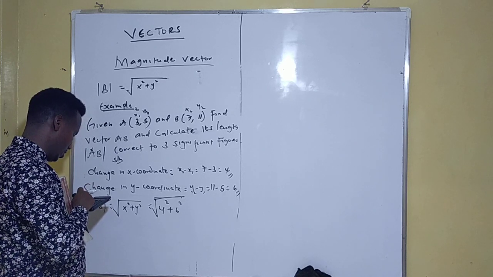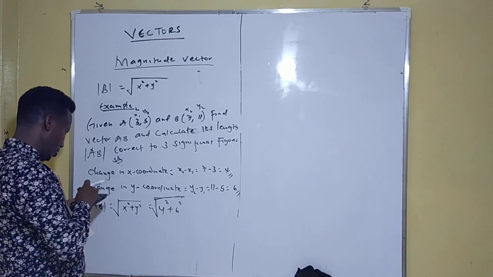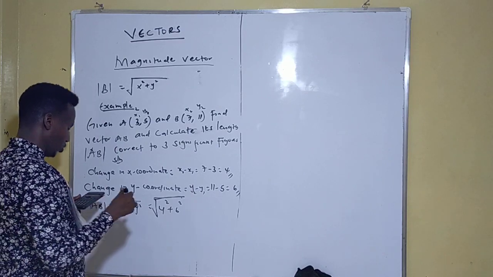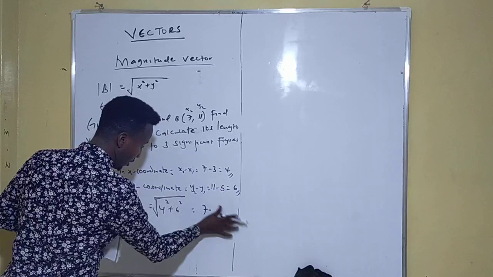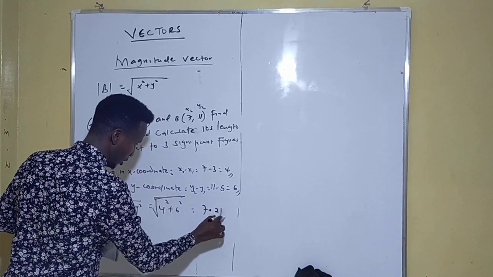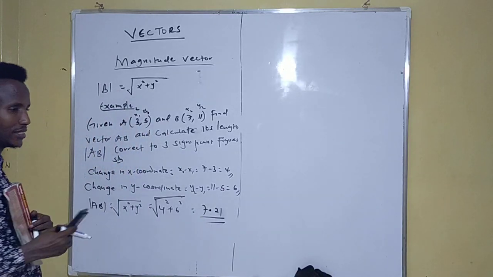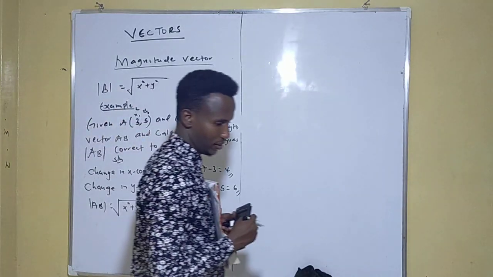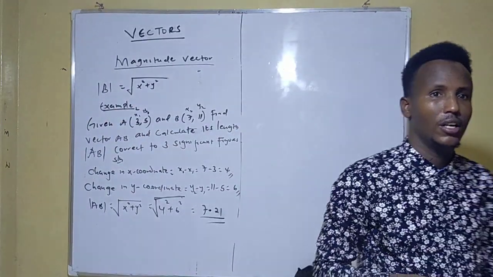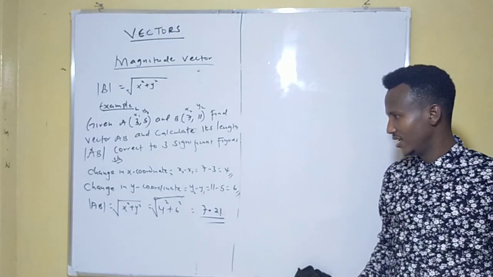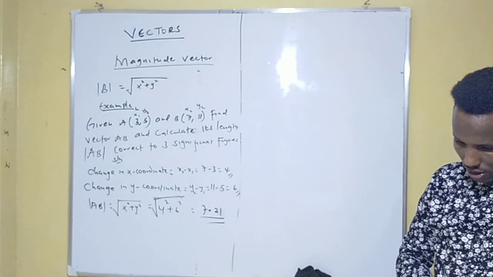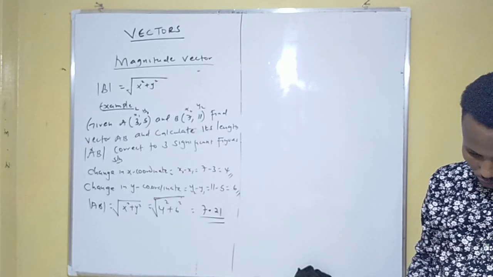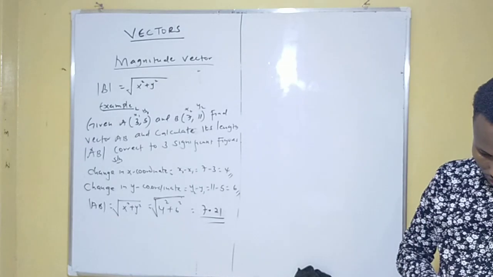36 plus 16, root answer. So that will be 7.21 to 3 significant figures. So that's how you're going to calculate, guys, the magnitude of a given vector. Just understand, it's very easy. That is how you're going to calculate the magnitude of a given vector.